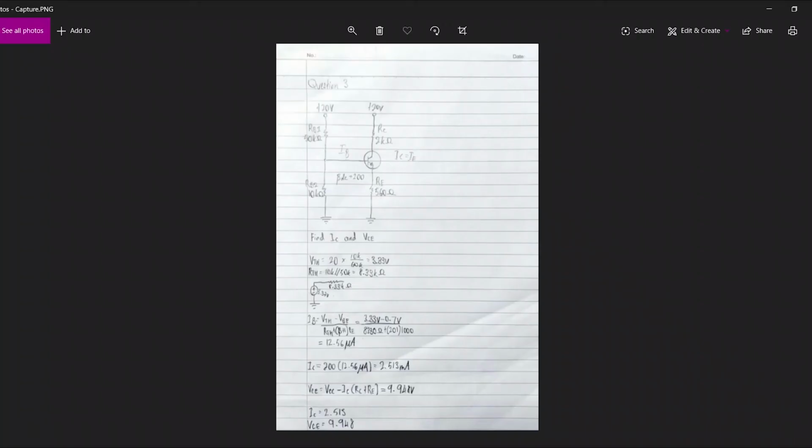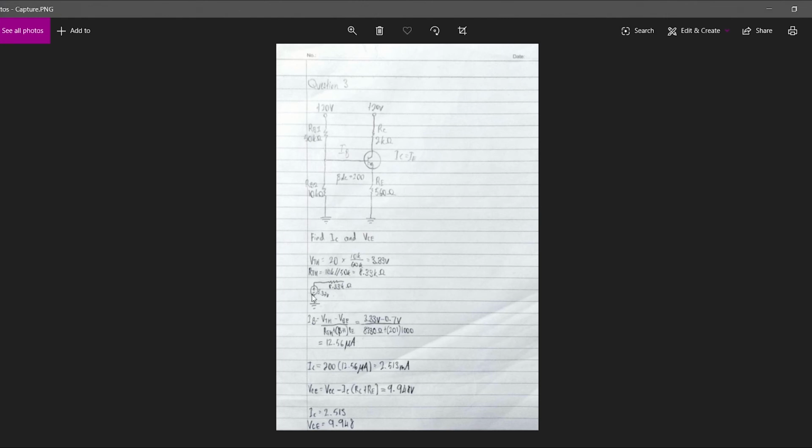Now I will show you the mathematical approach, where we have to find the IC and VCE. In the normal way of calculation, the first step is to find the VThevenin for this side of the circuit, for this R1 and R2. Once you find the VThevenin, you should find the RThevenin. VThevenin is VCC times R2 over R total, which is 3.33 volt, and RThevenin we get by doing the parallel, which is 8.33 kilo ohm.